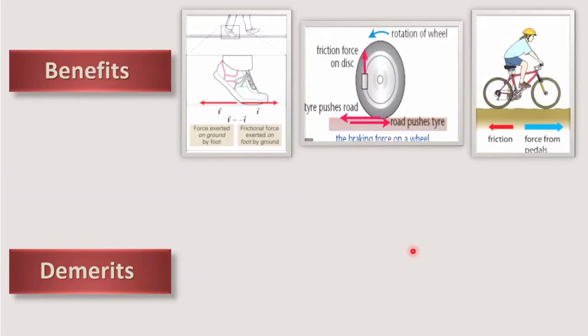Friction is called a necessary evil because it has both benefits and demerits. Applications of friction in our daily life include walking, cycling, driving, etc. And also brakes of vehicles work on the basis of friction.